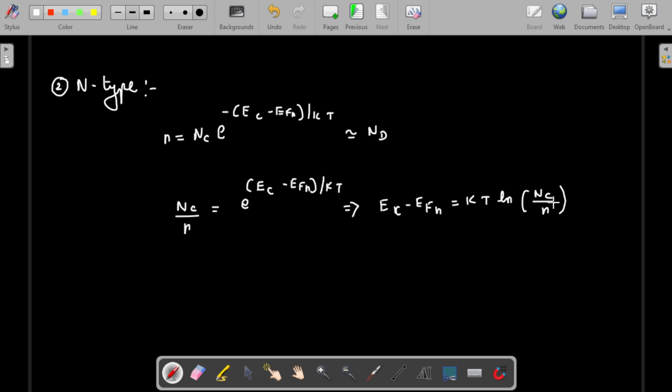Okay, so we can rewrite this into another term, because in N type we won't see this n value. n will be approximately equal to ND, right? So EC minus EFN will be equal to KT ln NC divided by ND. Okay, so this is another very important formula. All of these are giving some subtraction, some area of difference. You can see here, right?